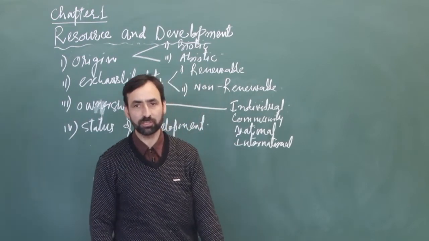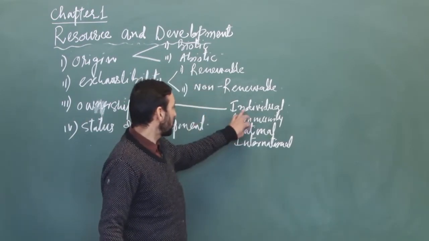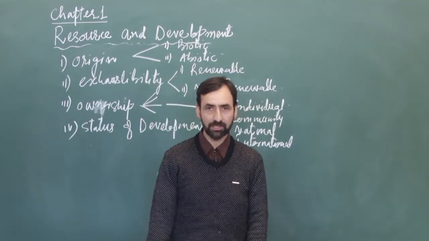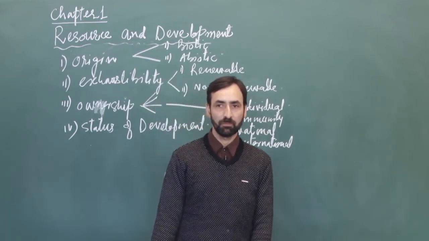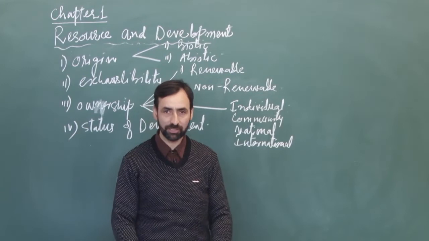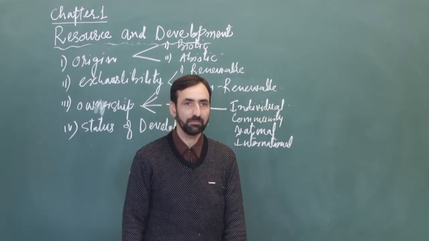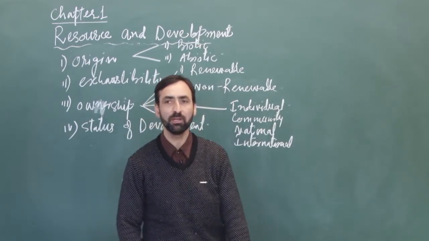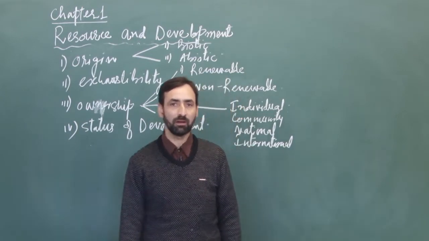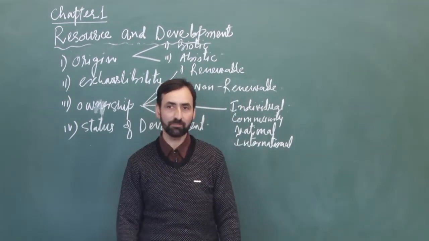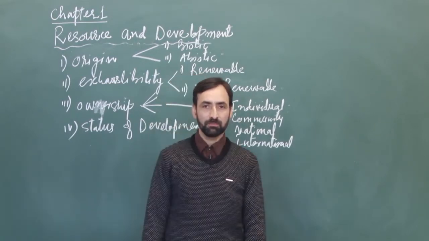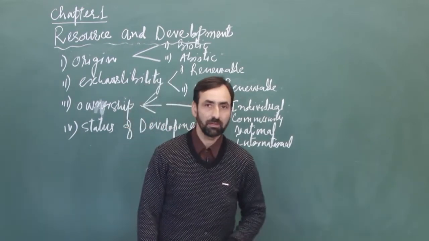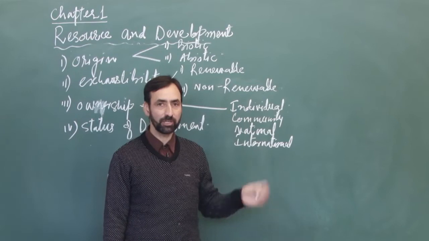Individual resources are those resources which are owned and operated by an individual or group of individuals, like land, house, private school or private industry. These are individual properties. They are not the right of the whole community. Now, community resources are those resources which are owned and operated by a whole community. There is a temple, a graveyard, a playground, or any other religious place, that is considered a community resource.